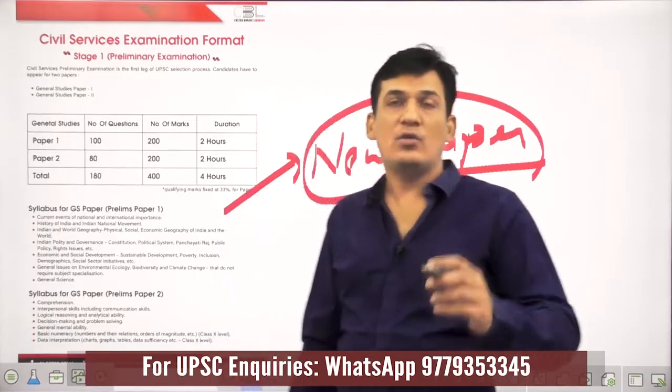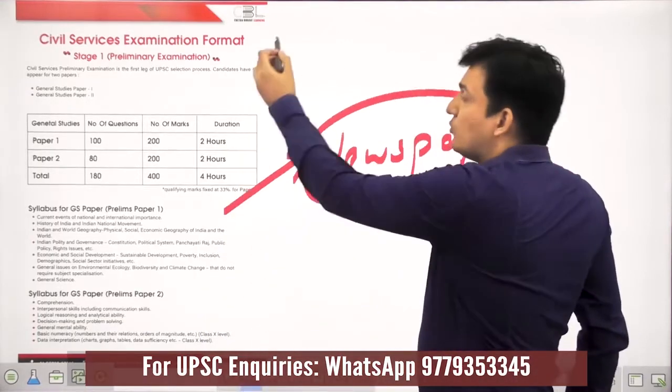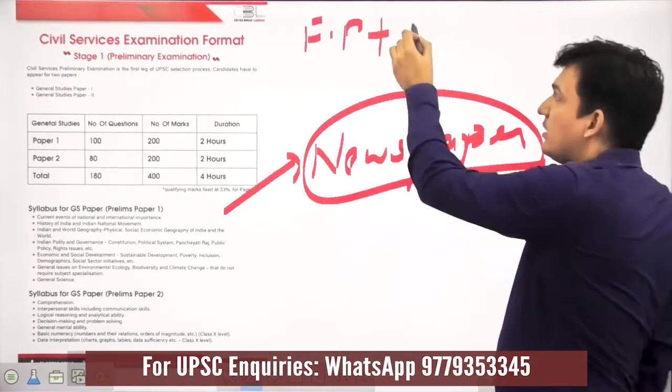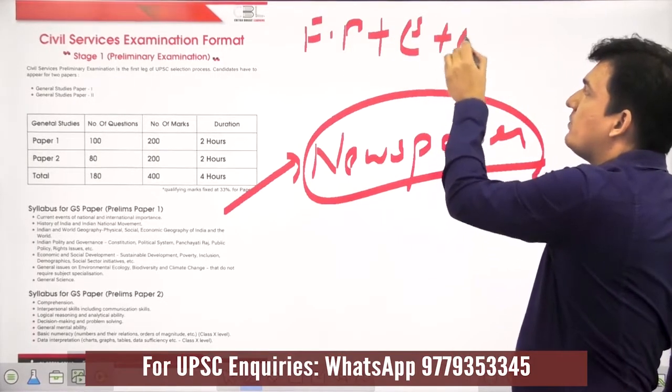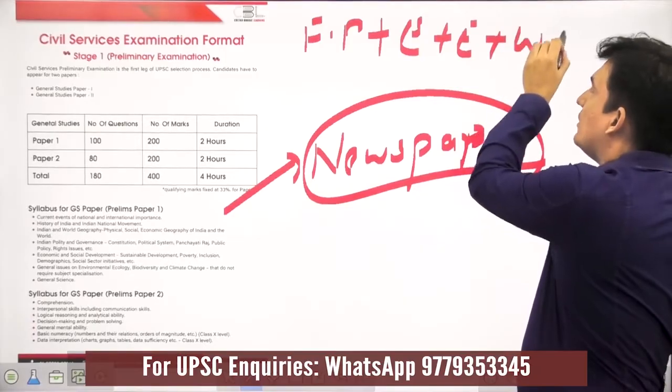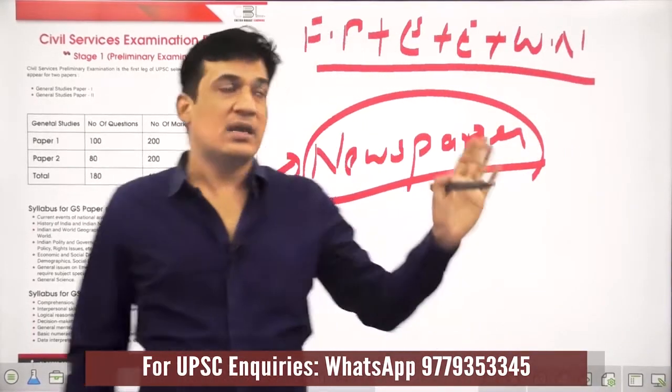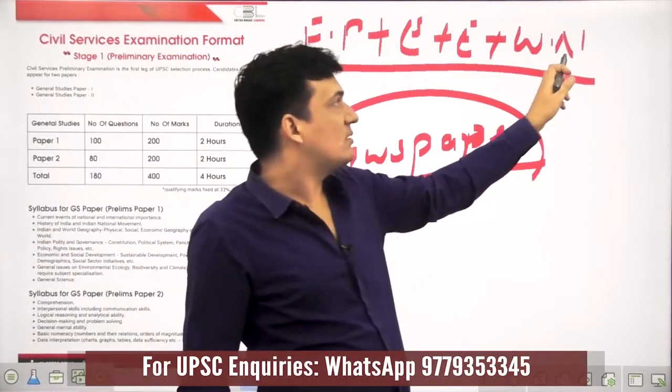The least that you can do when you're just starting off is to read the front page of the newspaper, editorials, economy page, and world news, world page. If you are reading the Hindu or the Indian Express, these are the pages that you must follow.